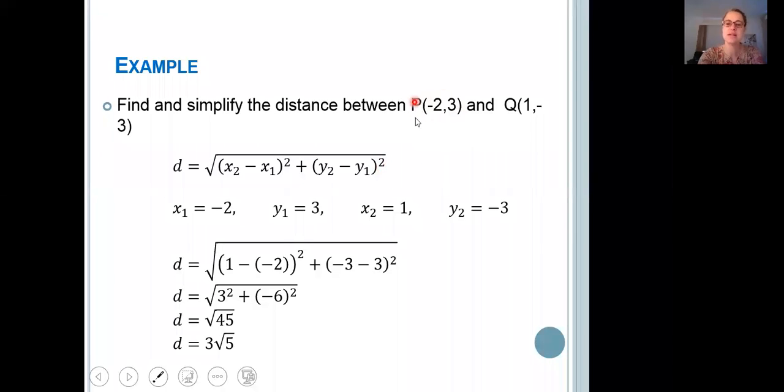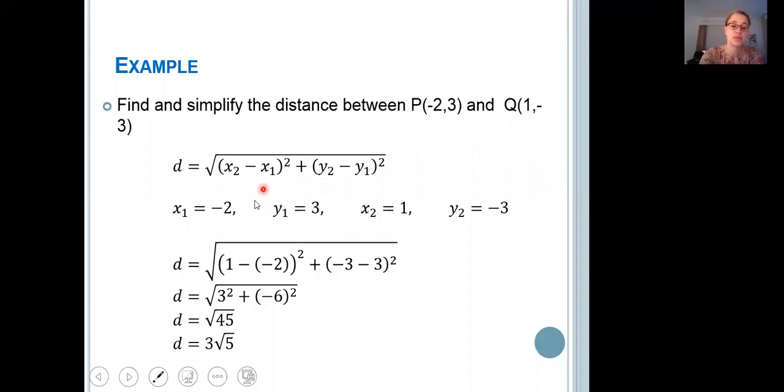Now our x's and our y's come from our points. So let's call this guy P, point 1. So the x-coordinate of P is x1. The y-coordinate of P is y1. We're going to call Q point 2. So the x-coordinate of Q is x2, and the y-coordinate of Q is y2.